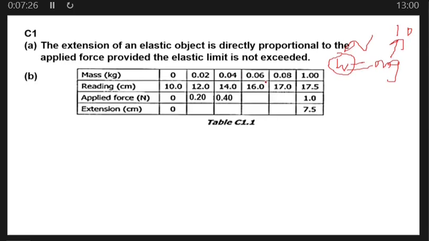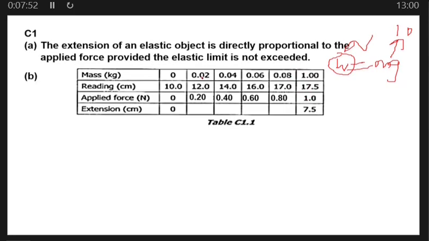Then we'll also multiply 0.06 by 10, which will give us 0.6. Then we'll multiply 0.08 by 10, which will give us 0.8. And definitely this value here, it could be that it's fine, because when we multiply this by 10, we cannot get 1 here. So it means here they made an error.